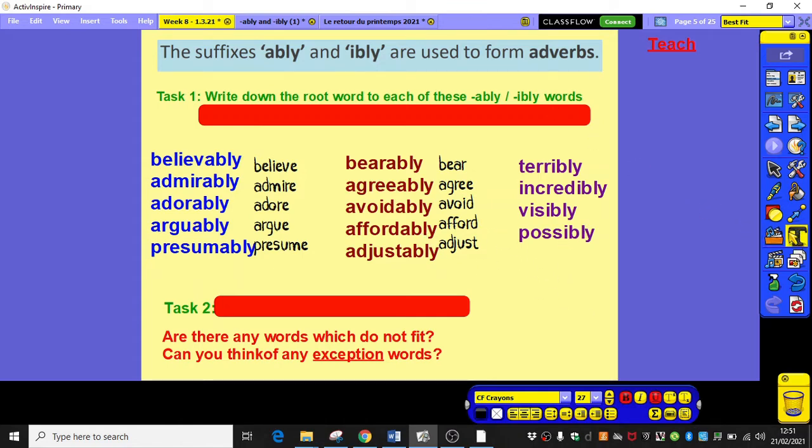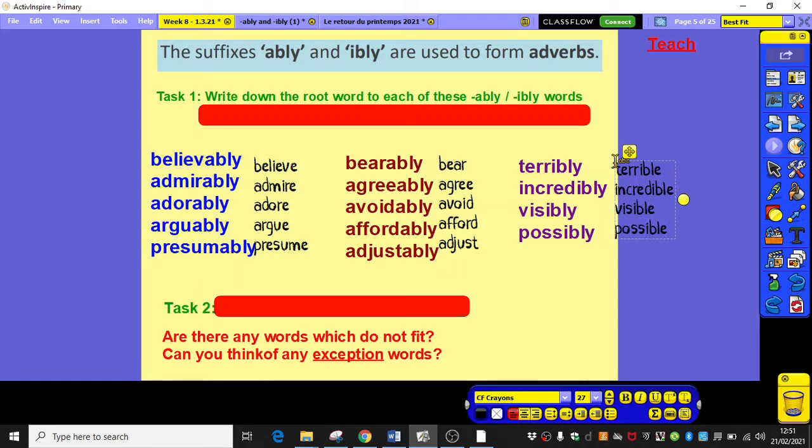Now this column is slightly trickier because there isn't a clear root word there, is there? But if we think about it, we can come up with a root word that was there. But they're not all following the same rules, are they? So the root word would be terrible, would it? We can't clearly see a root word, but if we think about it, it could be terrible, it could be incredible, could be visible, and it could be possible.